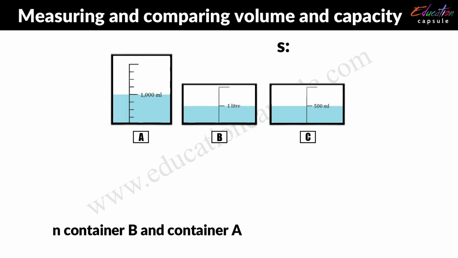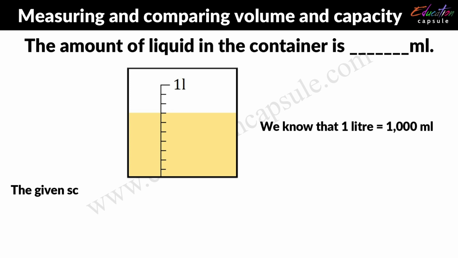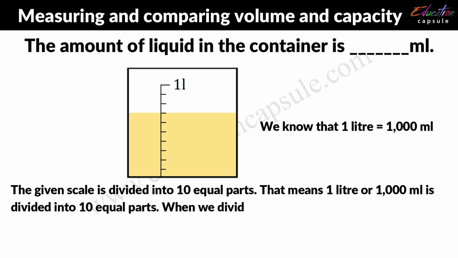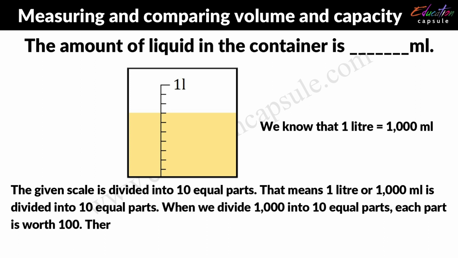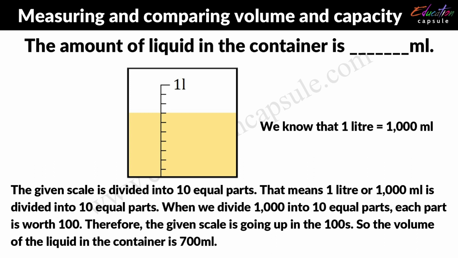Let's try another question. Can you find out the amount of liquid in the container? We know that 1 liter is equal to 1000 milliliters. The given scale is divided into 10 equal parts. That means 1 liter or 1000 milliliters is divided into 10 equal parts. When we divide 1000 into 10 equal parts, each part is worth 100 milliliters. Therefore, the given scale is going up in the hundreds. So the volume of the liquid in the container is 700 milliliters.